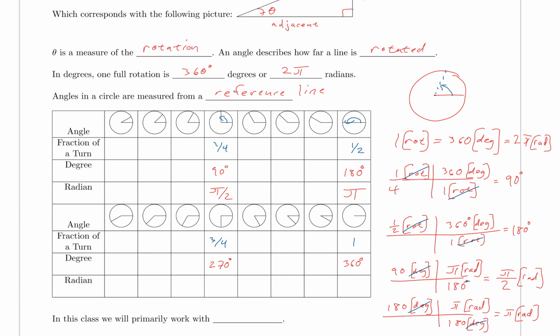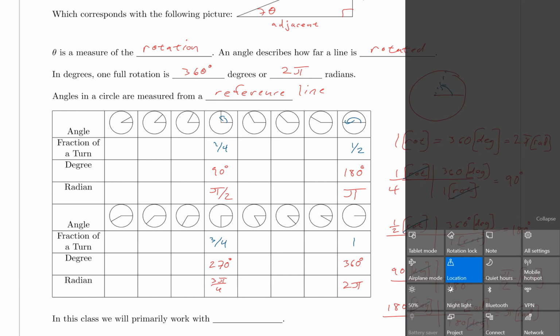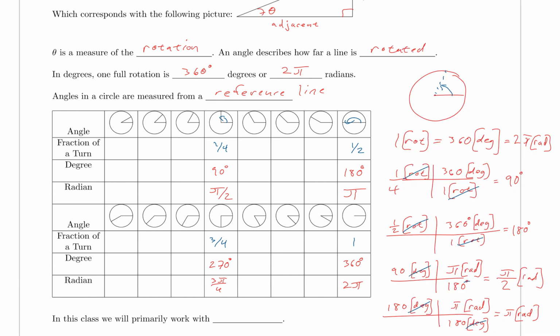Now I encourage you to do the math for these two. I'm going to go ahead and just fill them in for you right now. And you get 3 pi over 4 and 2 pi right here. Alright, so let's go ahead and flesh out some more of this table. So right here, you notice this is half of 1/4 of a rotation here, making this simply 1/8 of a rotation.